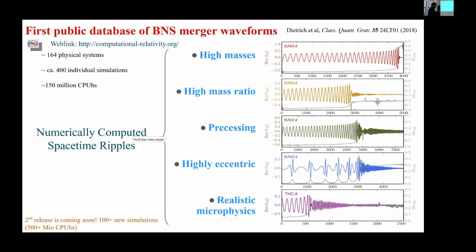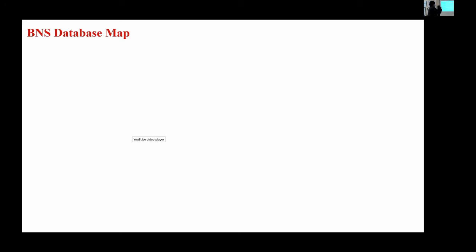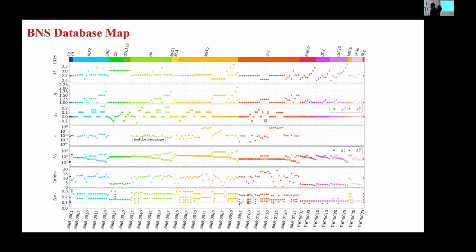Okay, so moving on. I just wanted to show this map, which is a very interesting map of a database. This was the first database of neutron star mergers, and as I was saying, in this database we have very many physical systems, exploring different ranges of equation of state, from soft to stiff.